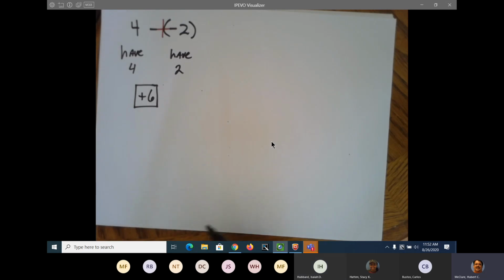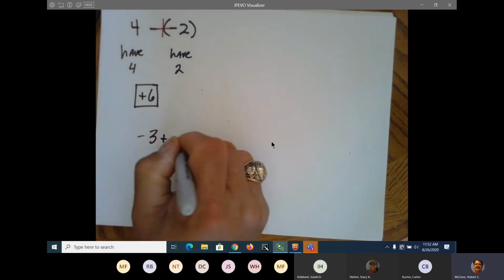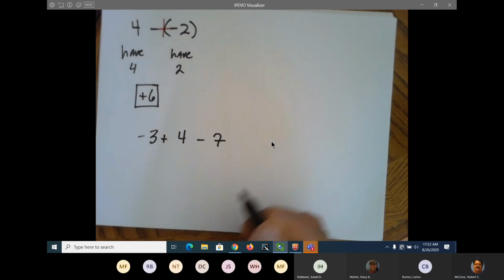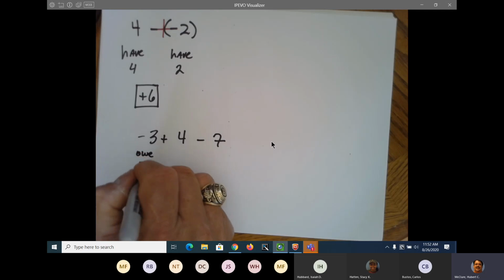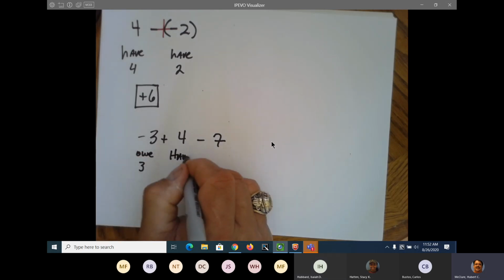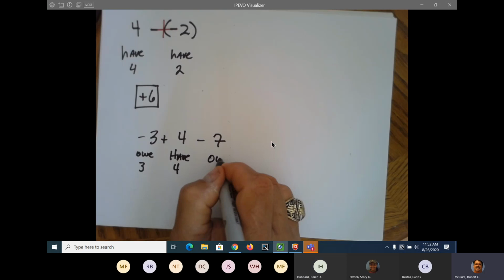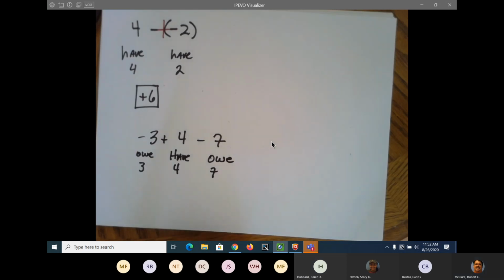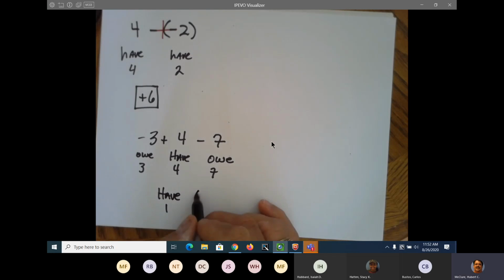And if you do -3 plus 4 minus 7, well, this means you owe $3. This means you have $4, and this means you owe $7. So if I owe $3 and I have $1, that means I still have $1. If I have 1 and I owe 7, then what does that mean? I still owe what? 6.